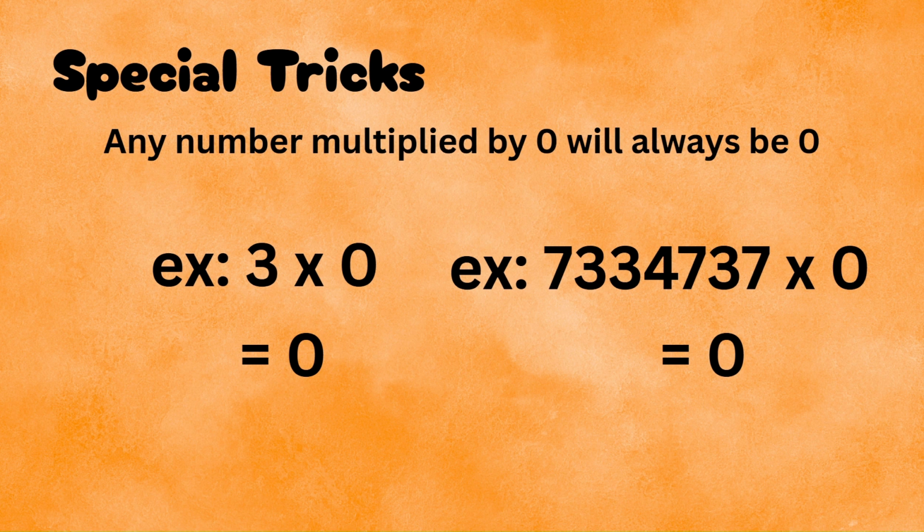Any number multiplied by 0 will always be 0. For example, 3 times 0 equals 0. 7,334,737 times 0 still equals 0. No matter how big the number is, it always equals 0. This ties back to how multiplication is just repeated addition. When you add 0 plus 0 plus 0 plus 0, you can go on infinitely, and it will always equal 0.